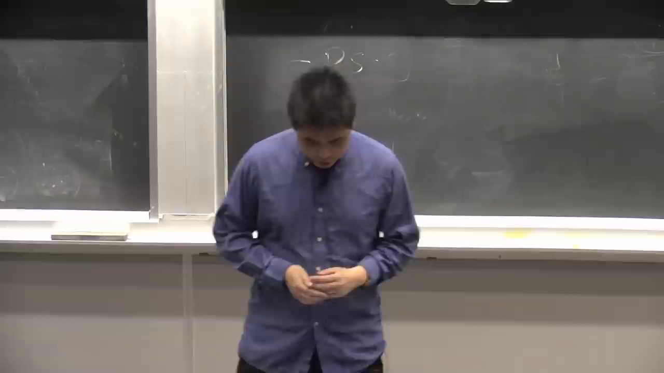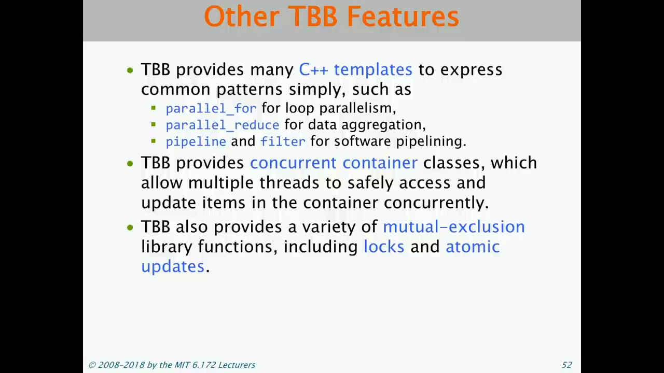Okay, so TBB also has many other features in addition to tasks. TBB provides many C++ templates to express common patterns, and you can use these templates on different data types. They have a parallel for, which is used to express loop parallelism, so you can loop over a bunch of iterations in parallel. They also have a parallel reduce for data aggregation. For example, if you want to sum together a whole bunch of values, you can use a parallel reduce to do that in parallel. They also have a pipeline and filter that's used for software pipelining.